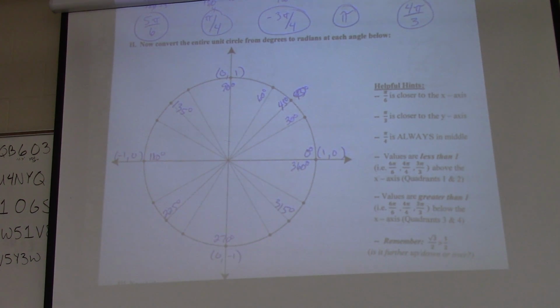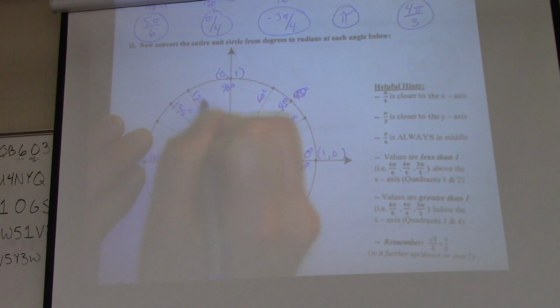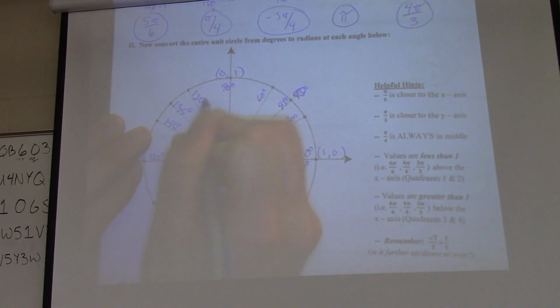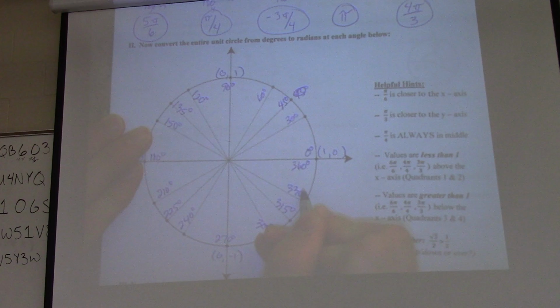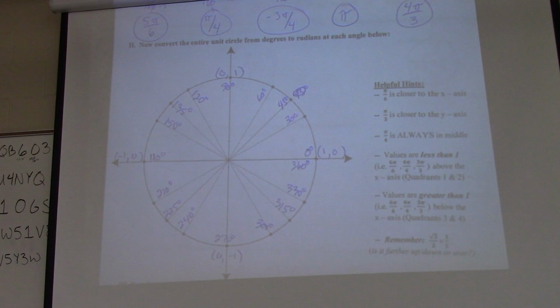Alright, guessing we're doing pretty good by now. Let me just quickly fill in the rest and check your answers in mine. 120, 150, 210, 240, 330. Alright? So make sure if you don't have those correct, erase it and make sure it's right, because I want you to reference this going forward. The next 8 sections of this chapter will be based loosely around this.